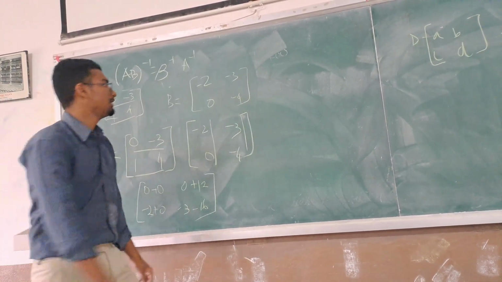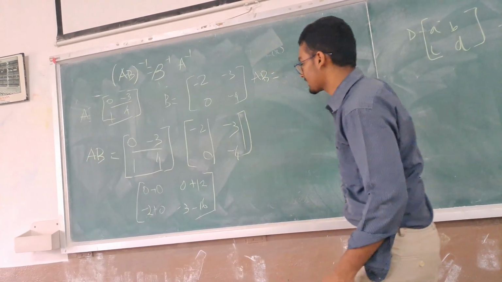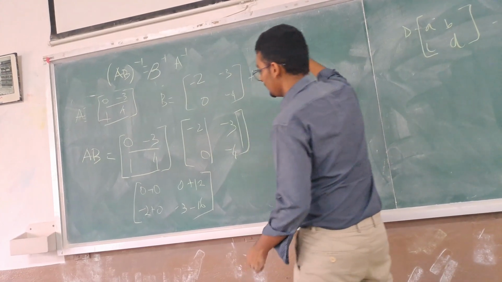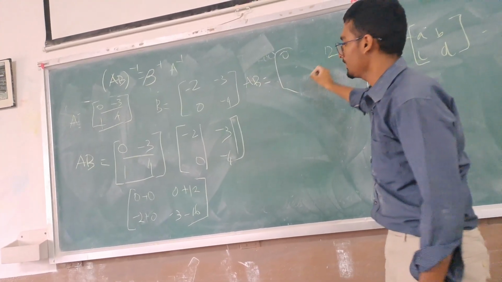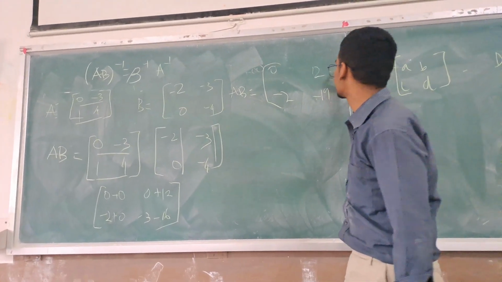The end value of A into B is calculated as 0, 12, minus 2, minus 19.